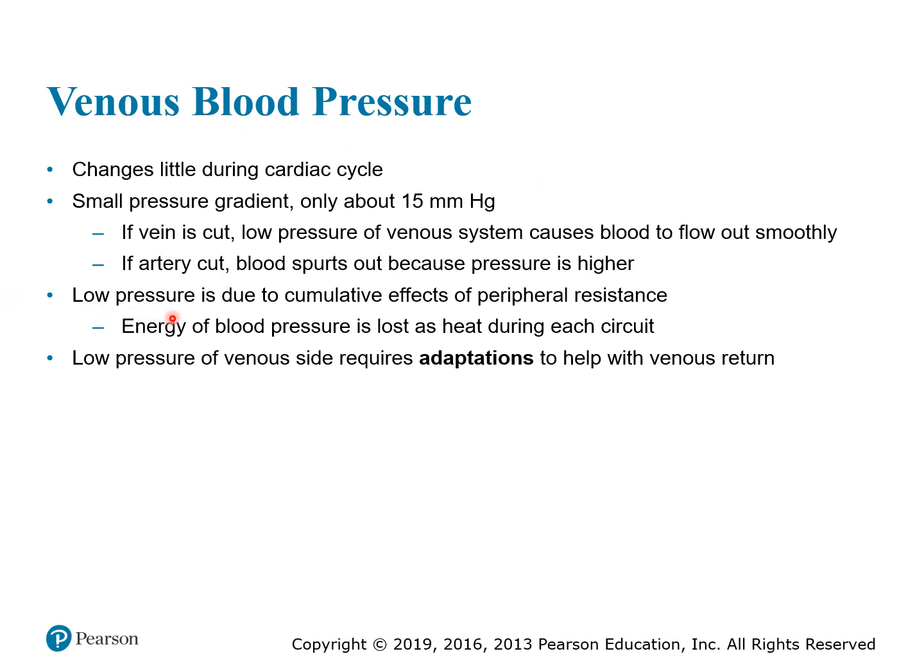So low pressure in the venous system is due to the cumulative effect of the peripheral resistance. Energy of the blood pressure is lost as heat during each circuit. And the low pressure of the venous system requires adaptations. What does that mean? Because the pressure in the venous system is low, we need certain adaptations to make sure that the blood is going to go back to the heart.